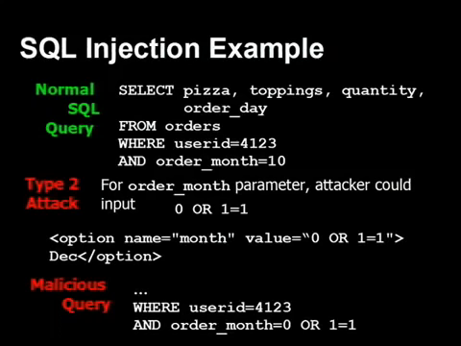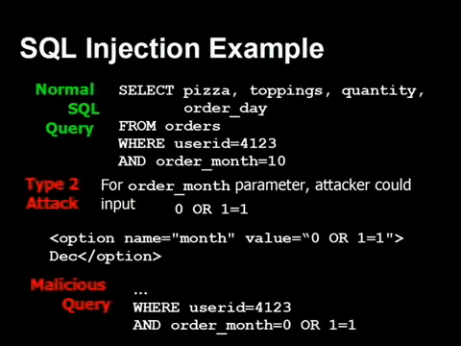So at the top, this is what a normal SQL query for getting the order history might look like. It might get the pizza, the toppings, the quantities, and the order day from the orders table for the particular user that's logged in, and the order month is the order month that comes from the form.